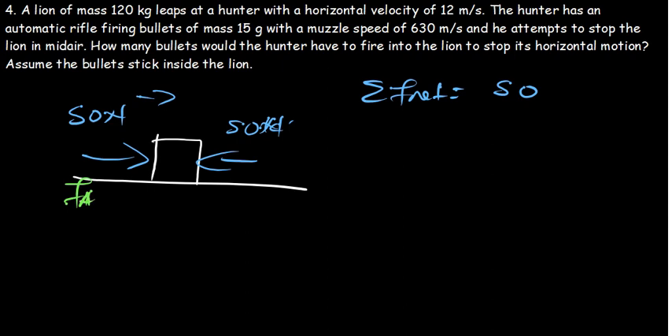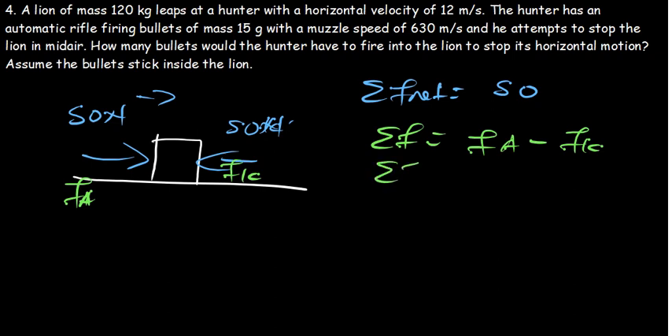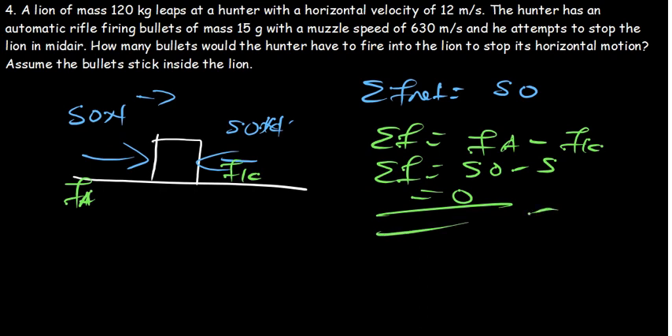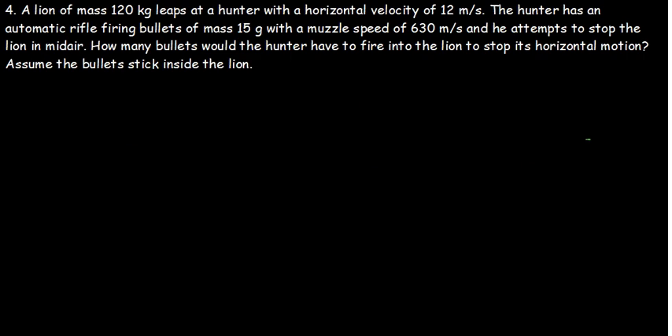The applied force, and this is the friction force. So the summation of all the forces is going to be the applied force minus the friction force, since the friction force is opposing the motion. Since it's not moving, they're going to be the same. So the net force is 50 minus 50, which is going to be 0, meaning that the object is not going to be moving. This is the same principle. Now the question is, a lion of mass 120 kg leaps at a hunter with a velocity of 12 meters per second. So let's have a free body diagram here. Let's assume that this is the lion here.